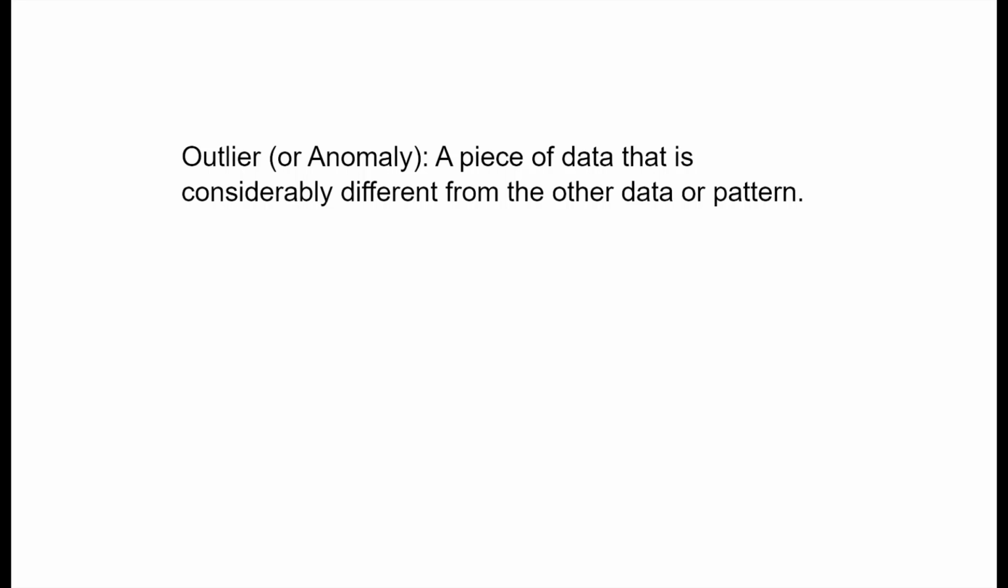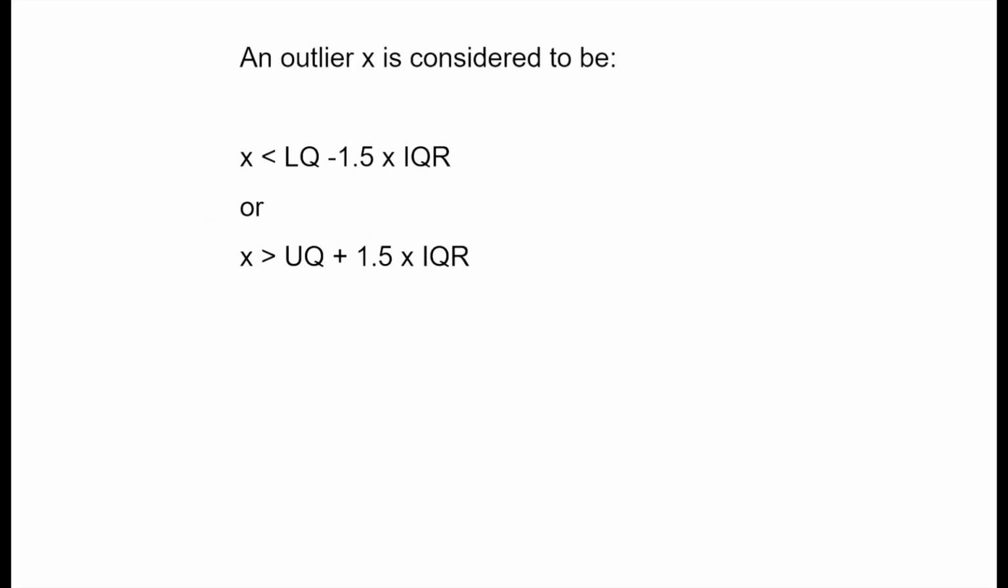In this video, we're going to be looking at outliers. So, a quick reminder, an outlier is a piece of data that is considerably different from the other data or pattern. Now, mathematically, we have a sort of formula, an inequality for this.